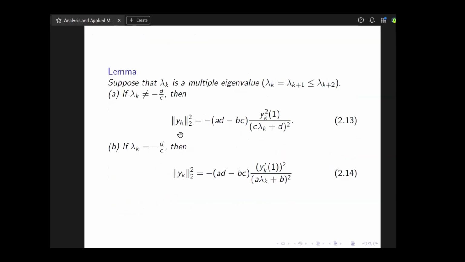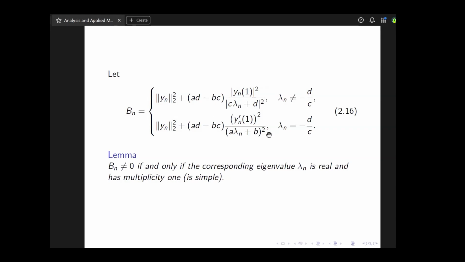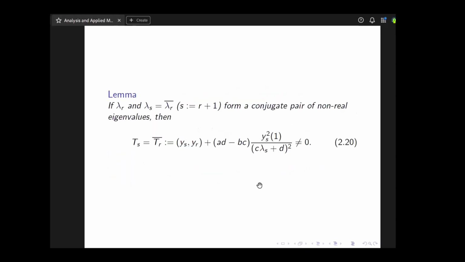So using this first order associated function, we can calculate norms of the eigenfunctions. Surprisingly, to find the norm of the eigenfunction, you need to use the associated function of the first order. And we introduced this notation, Bn. It is important that Bn is not equal to 0 because it will appear in the denominators in the coming slides. This lemma proves this.